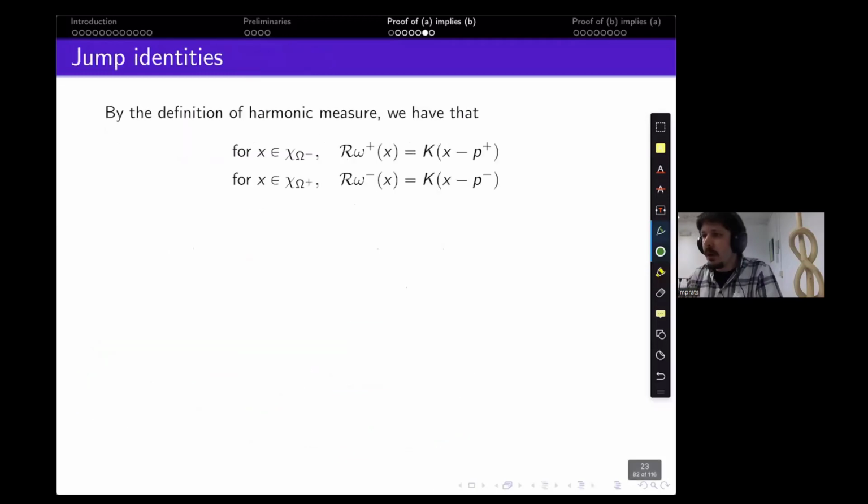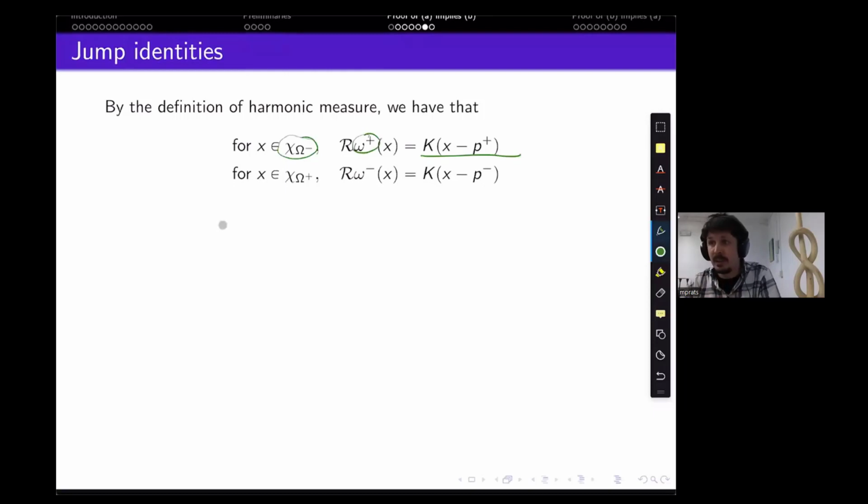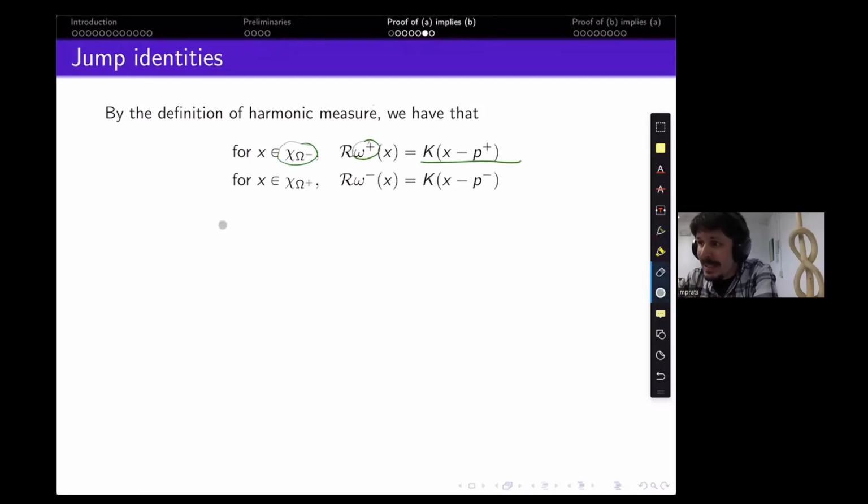Now let's see the jumping identities. By definition of harmonic measure, just using the definition purely, if you evaluate outside the domain the Riesz transform of the inside measure, you can use the definition of harmonic measure and you get just the evaluation of the kernel. And if you are inside, the measure from outside also satisfies this kind of thing. So this is very easy. This is an exercise. You can try it. It's just a 10 minutes problem.